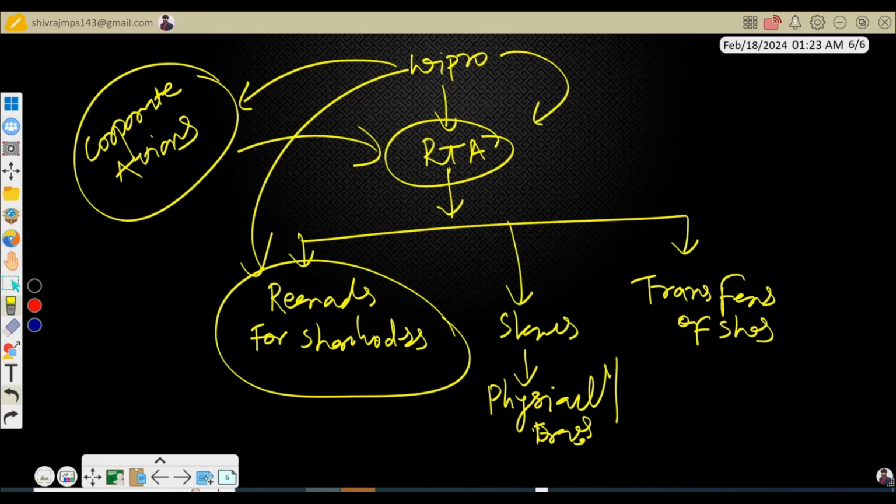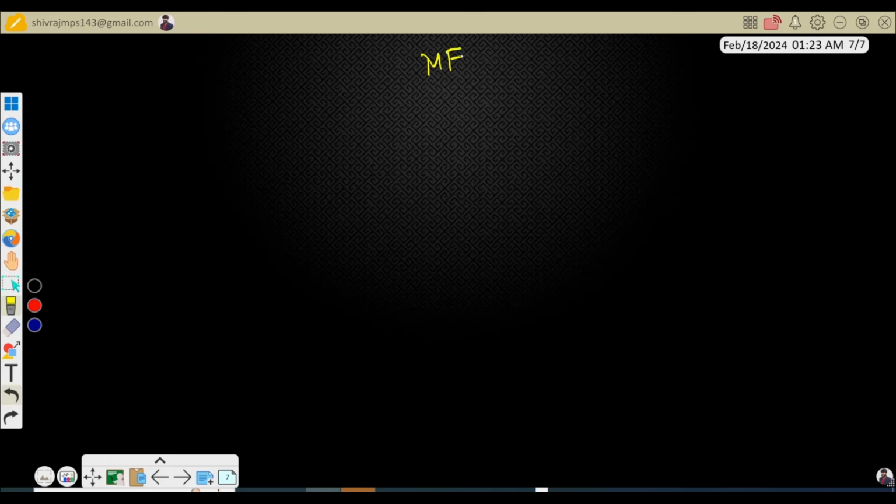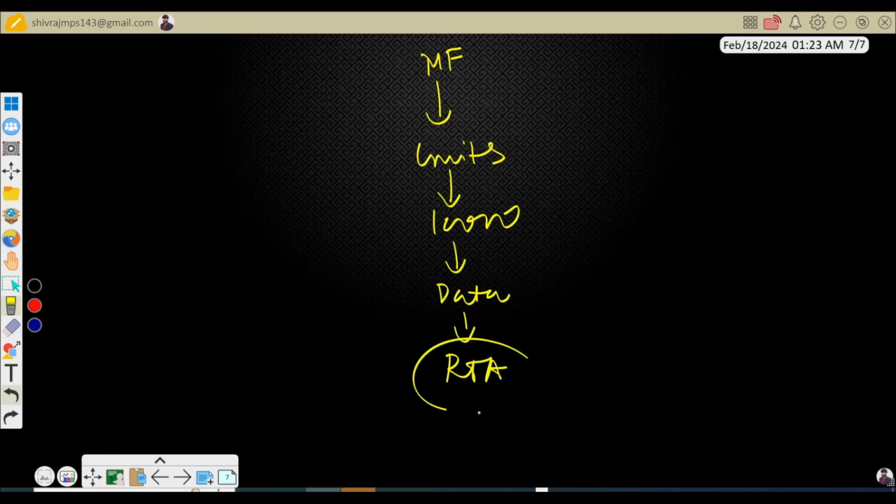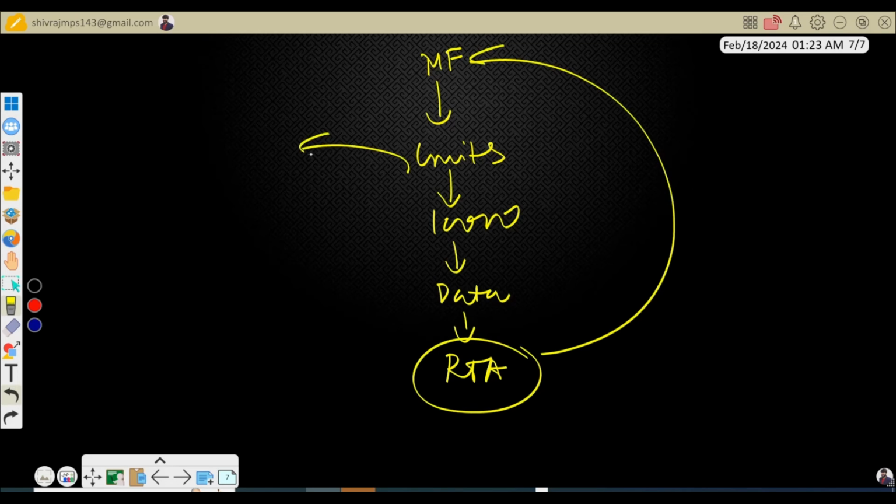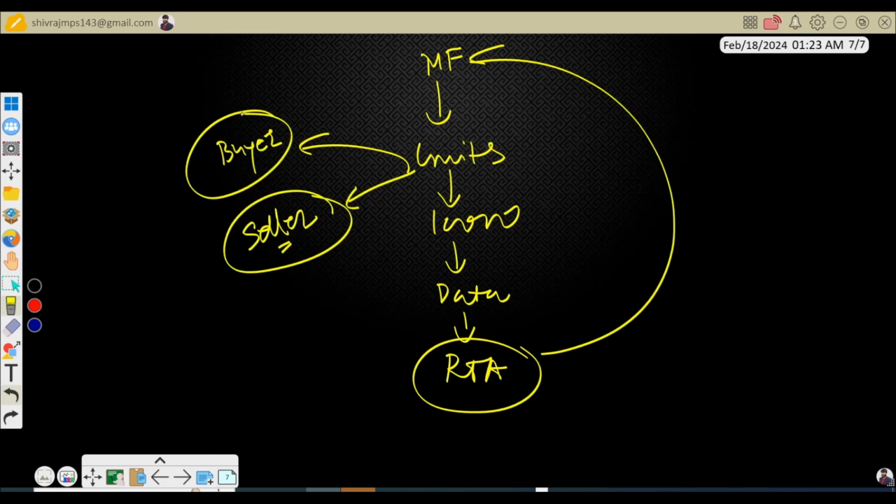Now if I talk quickly about a fund, if any mutual fund wants to list their units, right? Let's say one creates 10,000 units, so that 10,000 units data, the RTA will maintain it or provide a system so that the mutual fund can easily track the buyer and seller information of unit holders. So that's how your RTA is helping companies maintain the records of shareholders and unit holders in their business.